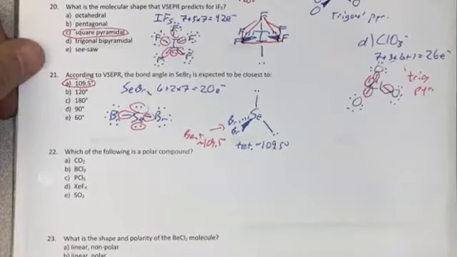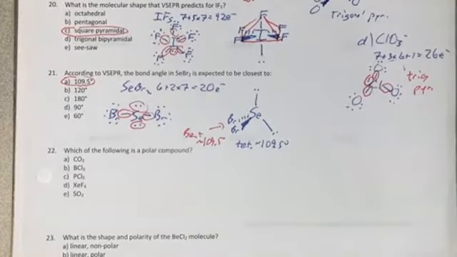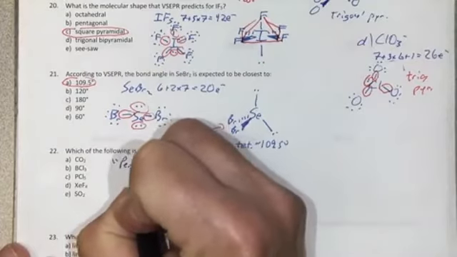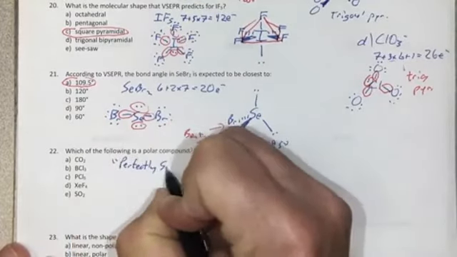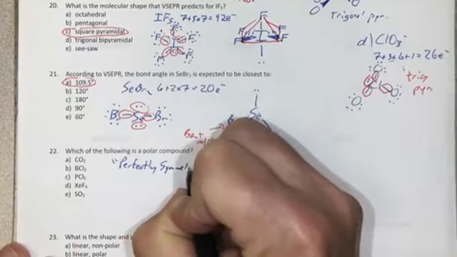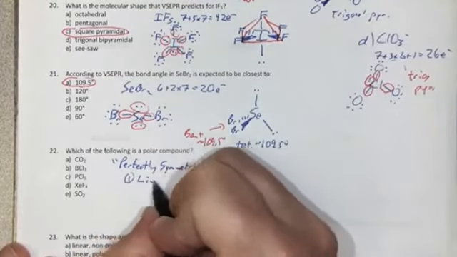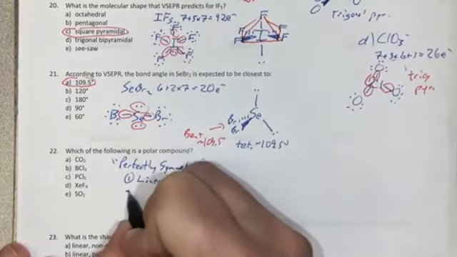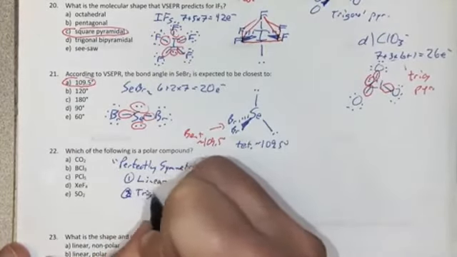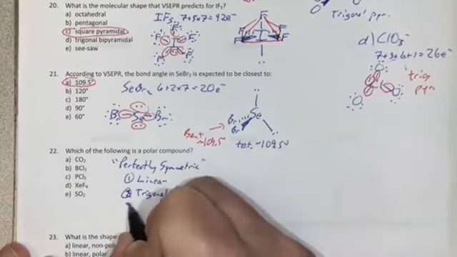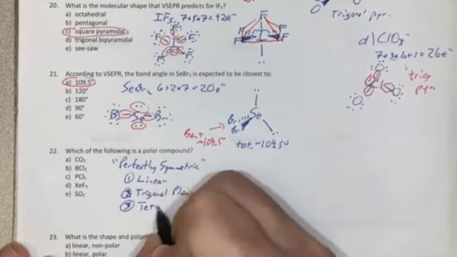Number 22, which of the following is a polar compound? So the shortcut for determining which is a polar compound is something perfectly symmetric. There are 6 perfectly symmetric shapes. You already know the first 5 right off. If I have 2 groups of electrons, it's linear. That's a perfectly symmetric shape. If there's 3, it's trigonal planar. The third shape would be if there's 4, and it's tetrahedral.